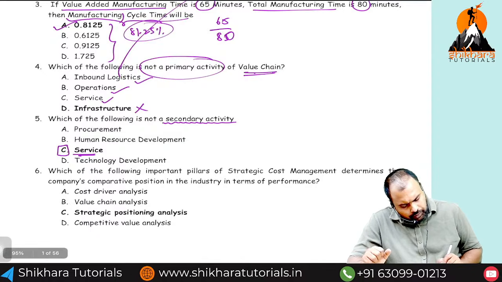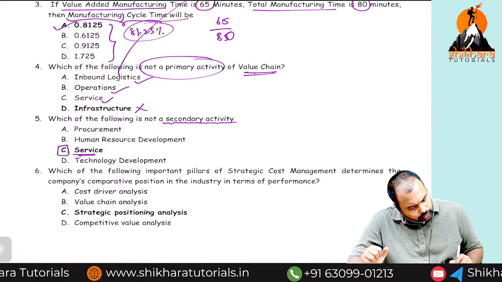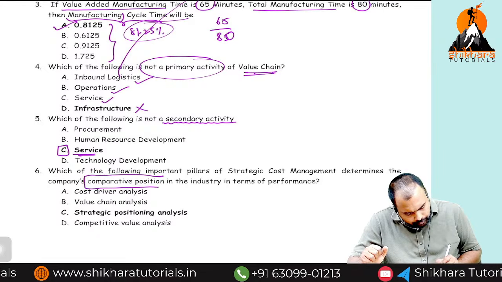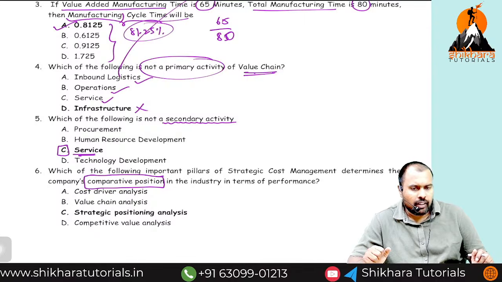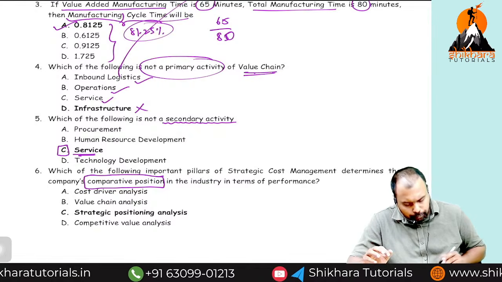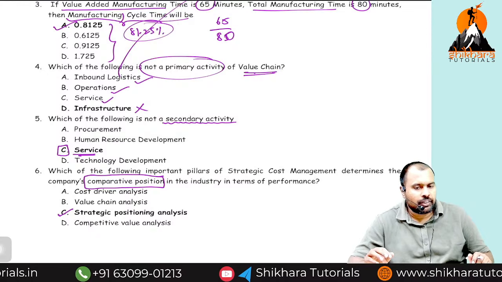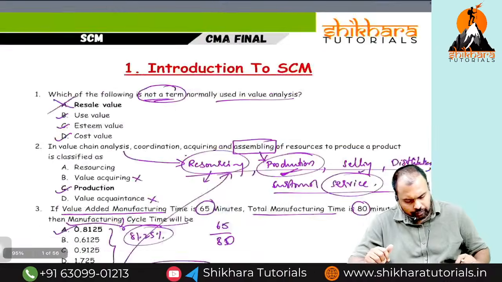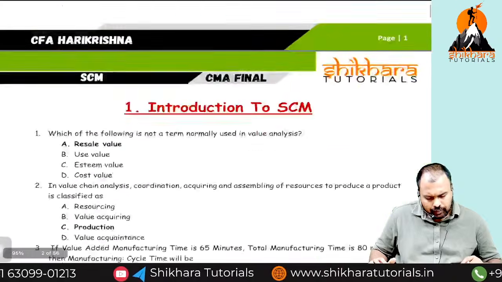Next. Which of the following important pillars of strategic cost management determines the company's comparative position in the industry in terms of performance? That's nothing but analyzing where we are by comparing, by doing benchmarking, sir, we call it. That's nothing but strategic position analysis, where we are standing. So that is the definition of strategic position analysis. So that's about the introduction to SCM part.